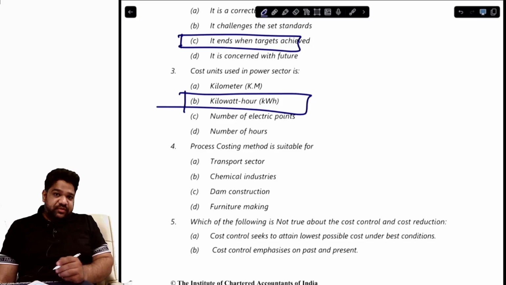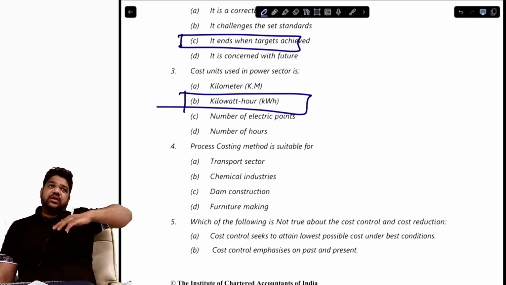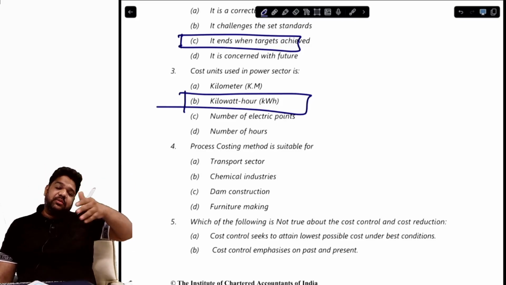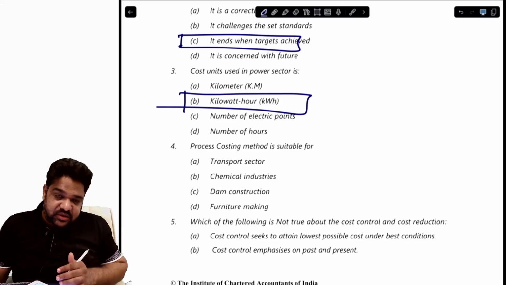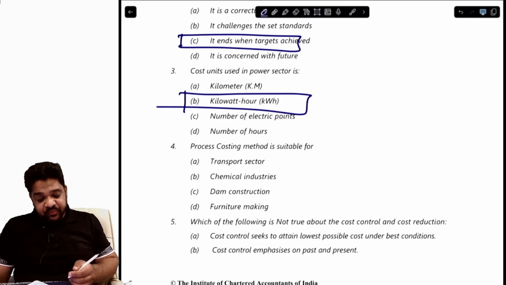So process costing, we have done the theory on it. We've done the chapter on it. You know that process costing can be useful where there are multiple processes in a manufacturing cycle, and they're broken down into smaller pieces, and then you find the cost of each and every piece. So that is exactly what is process costing.